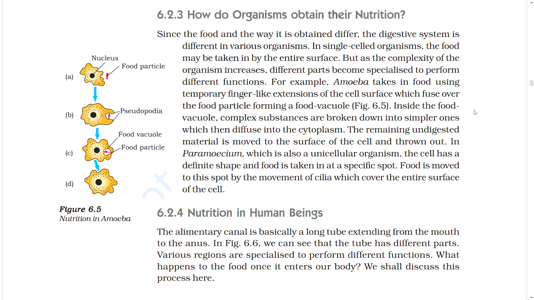Inside the food vacuoles, complex substances are broken down into simpler ones which then diffuse into the cytoplasm. The remaining undigested material is moved to the surface of the cell and thrown out. In paramecium, which is also a unicellular organism, the cell has a definite shape and food is taken in at a specific spot. Food is moved to this spot by the movement of cilia, which cover the entire surface of the cell.